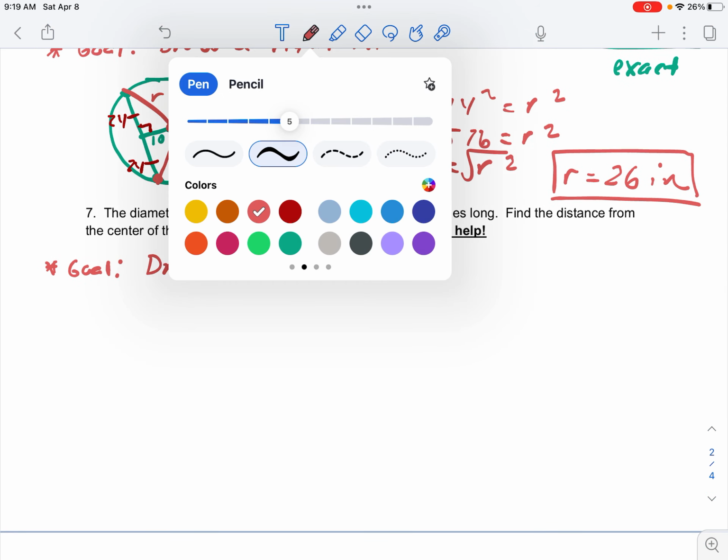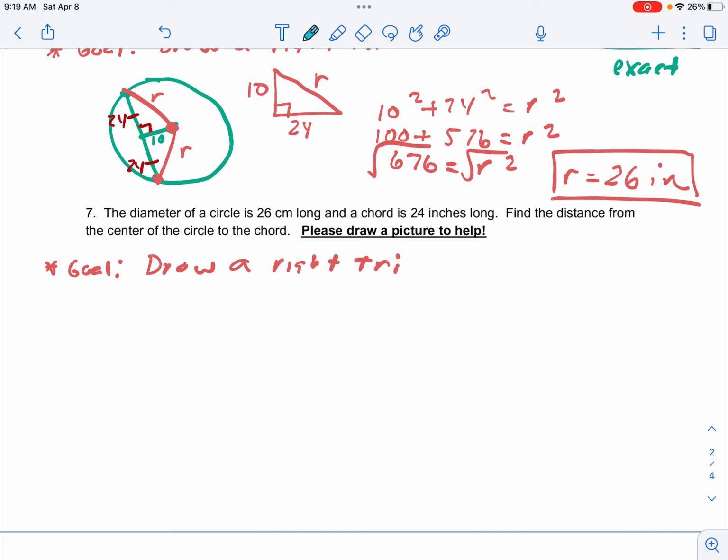Number 7. The diameter of a circle is 26 centimeters long. So I'm going to draw a circle, and a chord is 24 inches long. We have a chord and we have a diameter. The goal is to find the distance from the center of the circle to the chord. Okay, so I'm going to have a center in the problem. I'll draw the chord in the same place. My goal is to find this distance from center to chord, so I'm going to label that x.